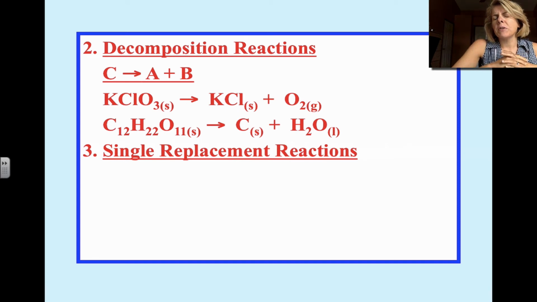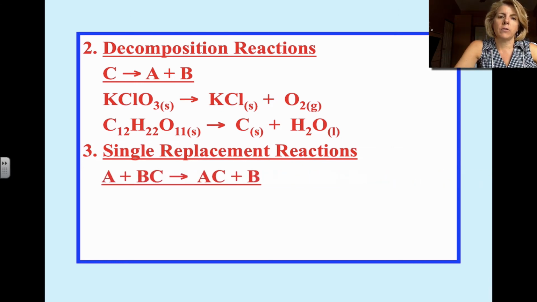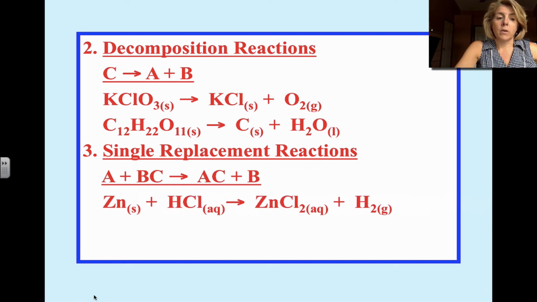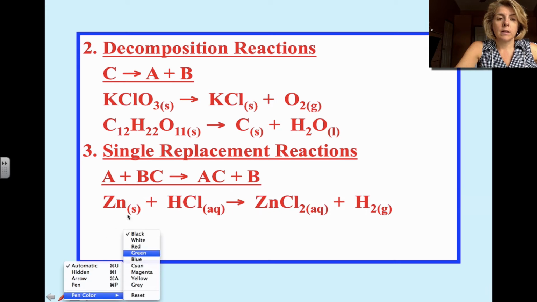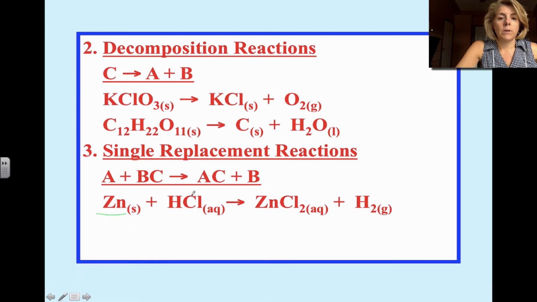Now, single replacement reactions are a little more challenging to see, but the way I look at it is I look to find a reactant that's by itself and a product that's by itself. And I'll show you an example of that. So look here. If we have the letter A, the letter A is on its own in the reactant side. The letter B is by itself on the product side. So when we're looking at a single replacement reaction, notice that zinc is by itself. And then here for the product, we have hydrogen gas, it's by itself.